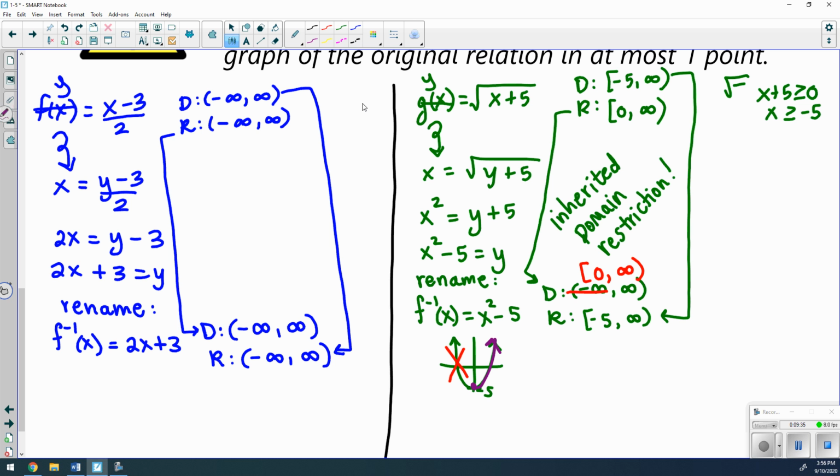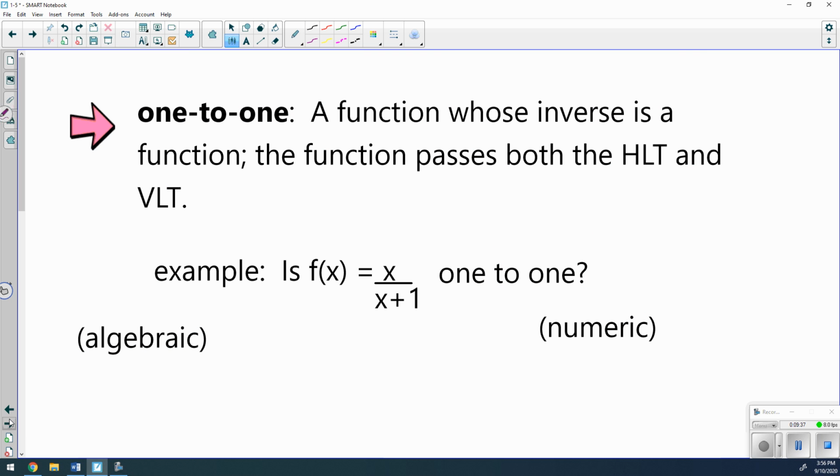All right, let's turn the page now and look at one-to-one. What makes a function one-to-one is when a function passes both the horizontal line test and the vertical line test. So let's do a little yes to this and no to that.